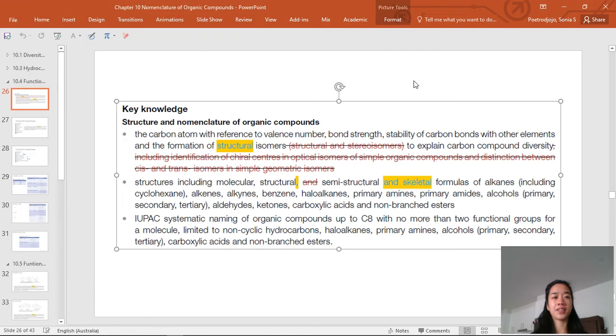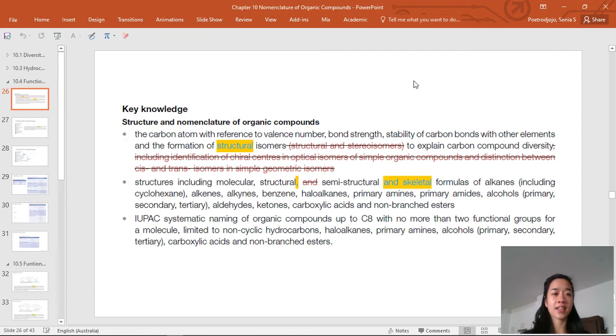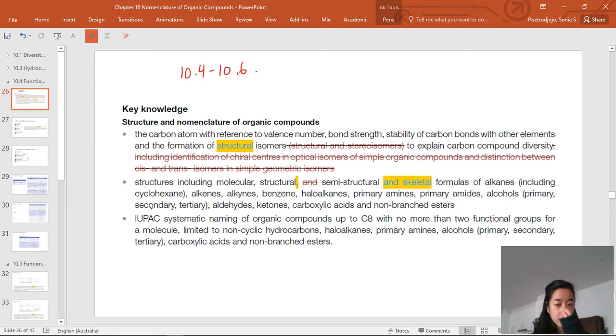Welcome to week 6, I guess, and in this video we're going to be covering 10.4 to 10.6. This is the key knowledge from this lesson, and it was also last lesson's key knowledge, and we're going to be focusing on these 2 dot points. So if you want, you can pause the video at any time if you just want to have a read through it yourself.